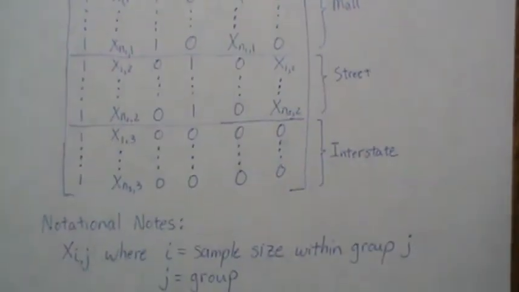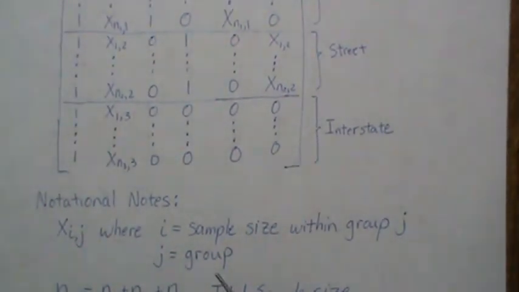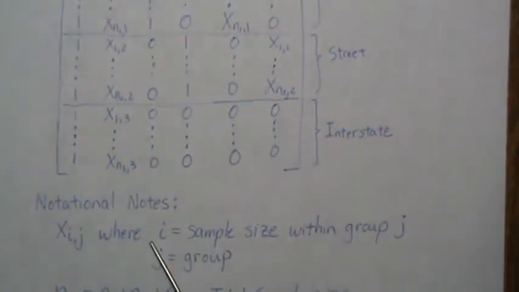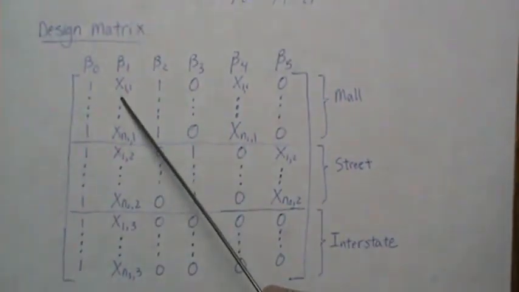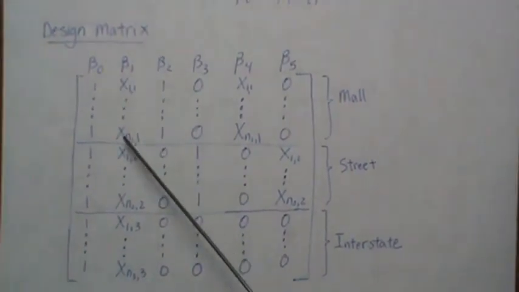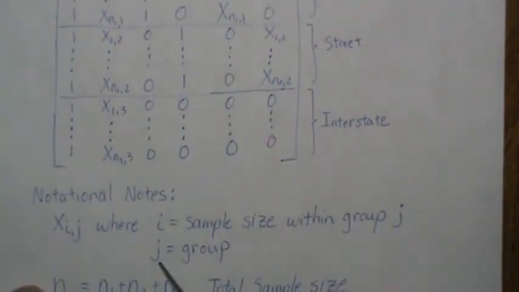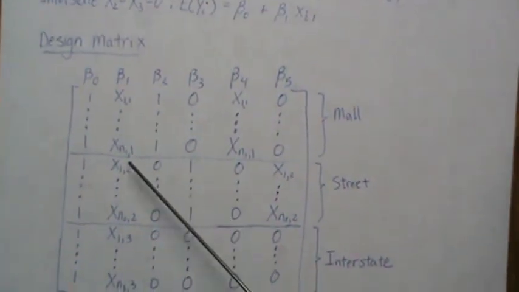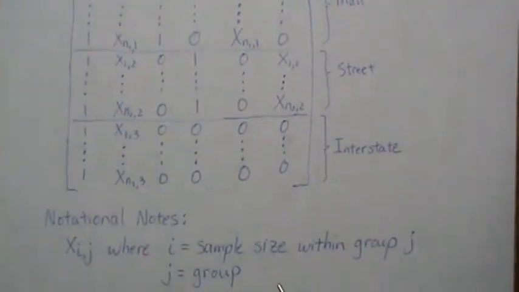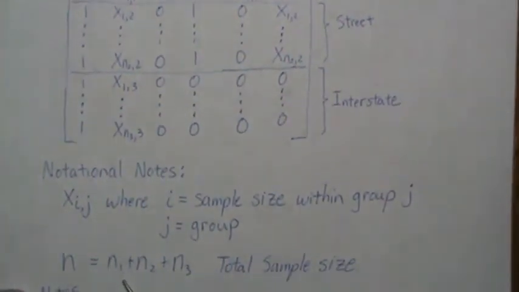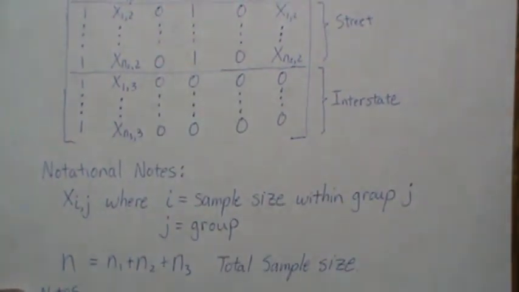Now, some notation. Here we used xij in these, and it's common to let i be the sample size within each group. So i goes from 1 to n1, 1 to n2, 1 to n3, and then j is the group. So we go 1, and then these are all 2s, and these are all 3s, and that's a way to distinguish the different variables. Now here, the total sample size is n3 plus n2 plus n1, right? And that's n, the total sample size.